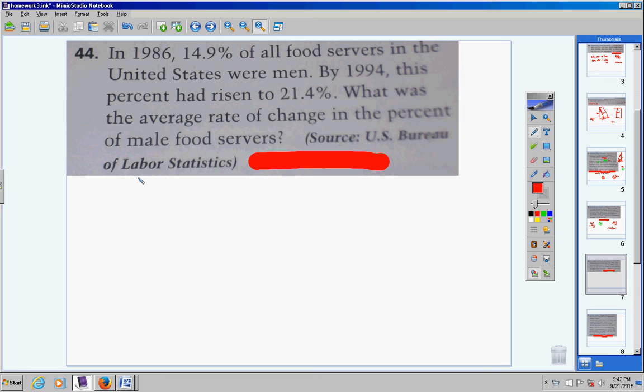By 1994, this percent had risen to 21.4%. What is the average rate of change in the percent of male food servers? Okay, so here we go. We're going from 14.9%, it's basically the same problem all over again, to 21.4%. So they want us to find the rate of change, so that's going to be percent of change per year.